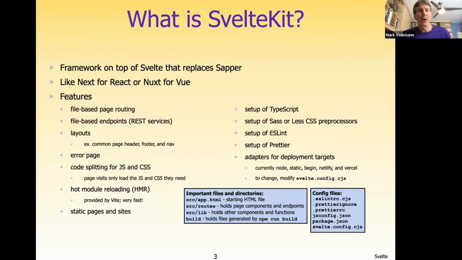But with this approach, what you do is you create a directory underneath the routes directory, and the name of that directory is really a part of the path to your REST service. And then you create a JavaScript file in that directory that defines functions like get and post and put and delete. And that is the implementation of your REST service. And so in your one project, you can implement both the front end and the back end.